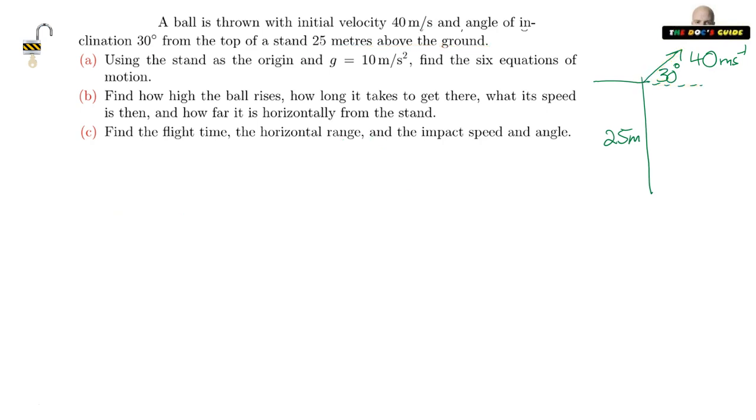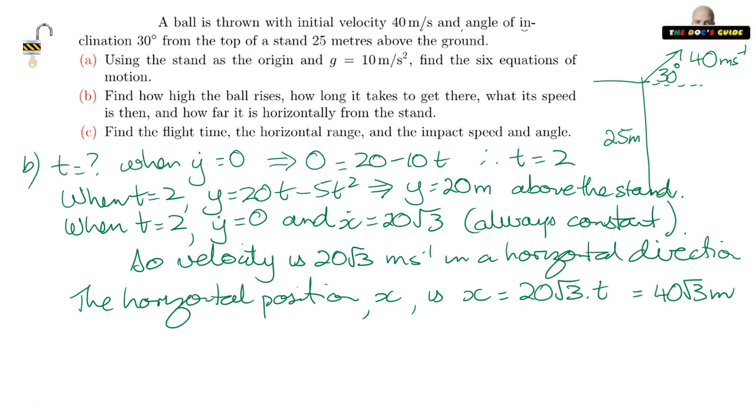Now what we then need to do is to find the 6 coefficients of motion. We've done that. Part B, find how far the ball rises. So, how far the ball rises depends on the time it takes to get the vertical velocity 0. So that will happen when this occurs, which will be at 2 seconds. So when t equals 2, what is the vertical displacement?